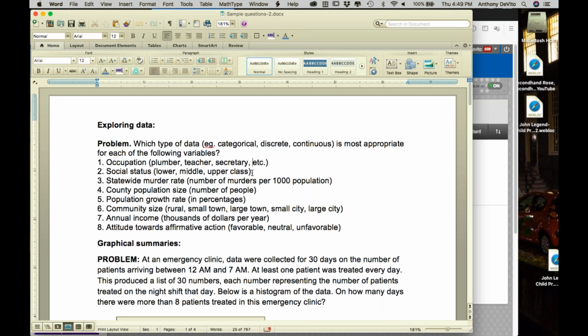So in SPSS, we have scalar, we have ordinal, and we have categorical, right? Breaking it down a little further, categorical, you can also have ordinal as well, which SPSS really sees differently. And with numerical, you can have discrete also, which is really kind of the same thing, but a special version of it. Okay, statewide murder rate, number of murders per 1,000 population.